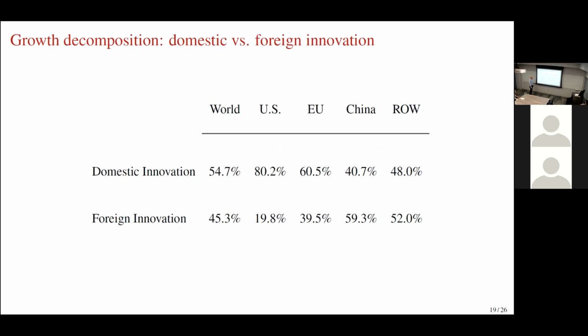Okay, so I'll show you some more plots, but this is the domestic versus foreign innovation. This is the 45-55. So the US is more than that. EU is more from domestic. China's more from the rest of the world. They get 60% of the growth. But again, I would have thought that number would be smaller. Sorry, I would have thought domestic innovation numbers would be smaller and these would be bigger.